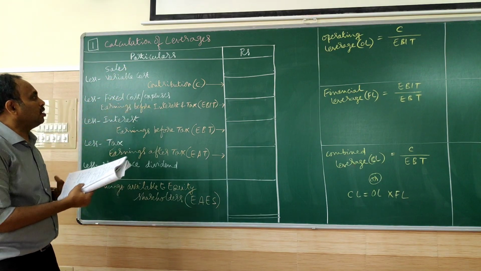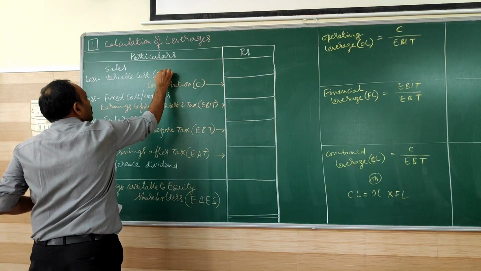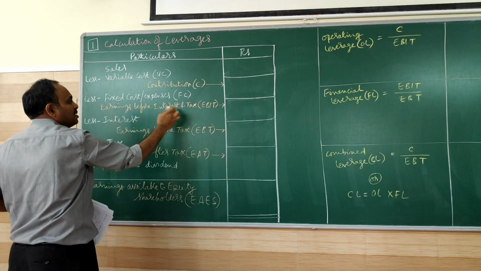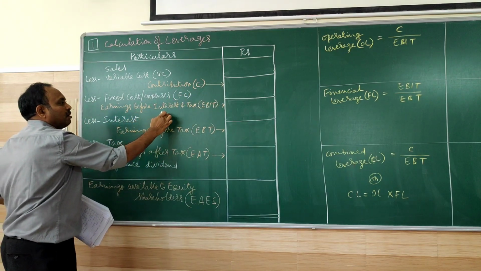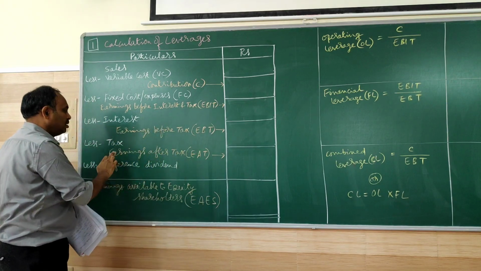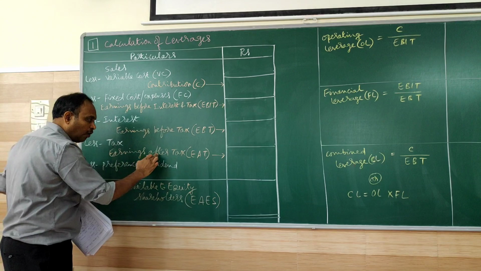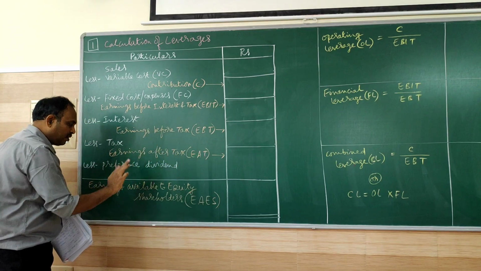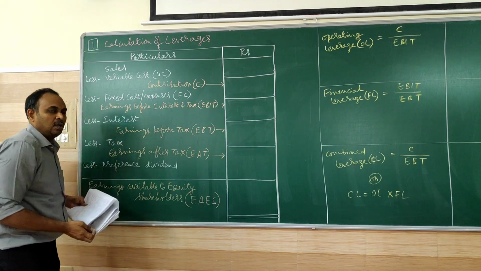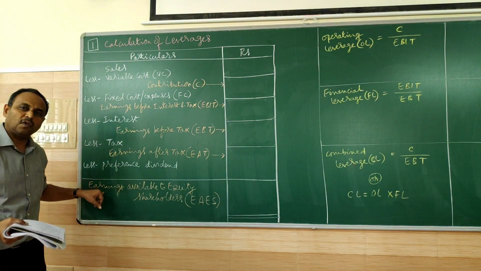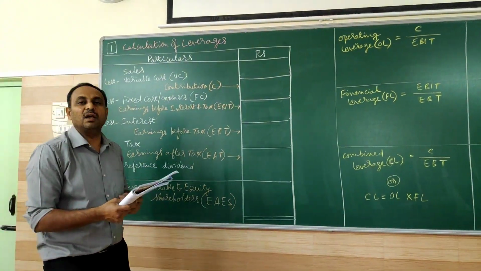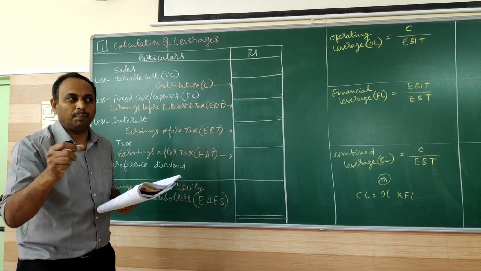Sales minus variable cost is contribution, less fixed cost or fixed expenses is EBIT, earnings before interest and tax, less interest will be earnings before tax, less tax will be earnings after tax, less preference dividend will be earnings available to equity shareholders. Earnings, or we can call it profits available to equity shareholders. So I'll go on filling the information from the problem given.